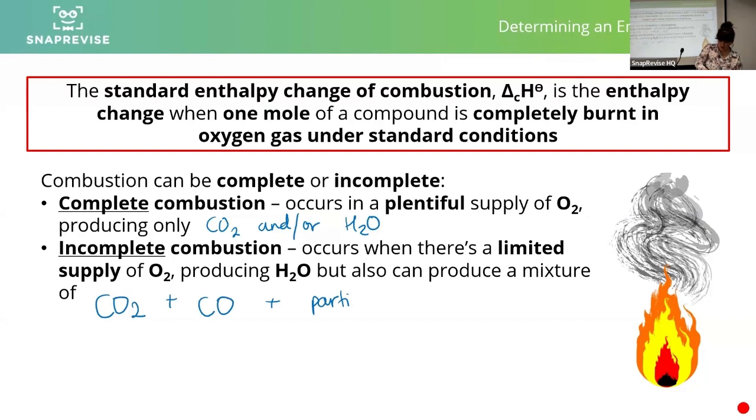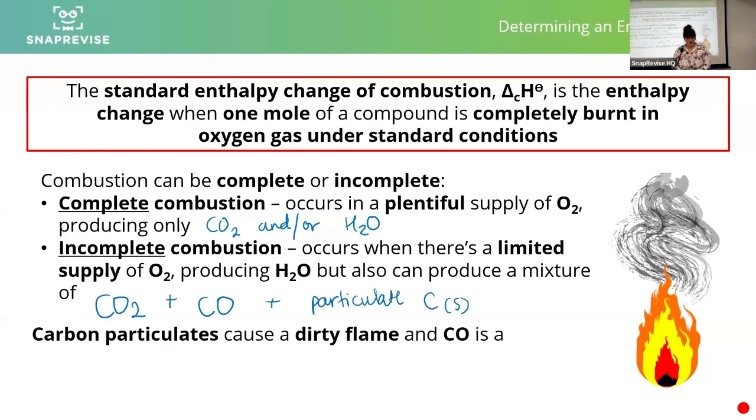Particulate carbon, as in carbon solid, that's supposed to be an S. Carbon solid, i.e. soot. Carbon particulates cause a dirty flame, and actually we then see it as smoke. We can see the carbon particles disappearing off as smoke. That can cause respiratory issues. That's one of the reasons we don't like incomplete combustion, respiratory problems. So particulate carbon can cause respiratory problems.